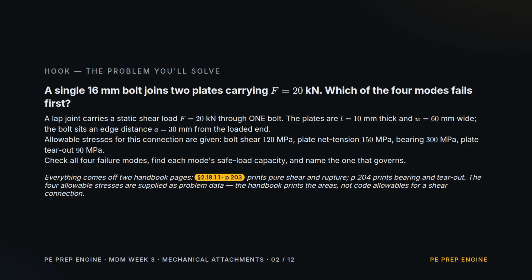Here's the problem. A lap joint carries a static shear load through a single bolt. You're given the plate thickness and width, the bolt diameter, and the edge distance to the loaded end. You're also handed 4 allowable stresses, 1 for each mode. Check all 4 failure modes, find each mode's safe load capacity, and name the one that governs. The handbook prints the 4 areas. The allowables are supplied as data.